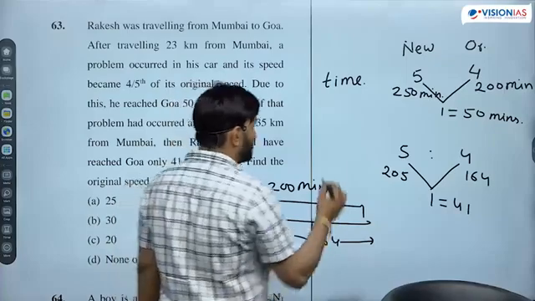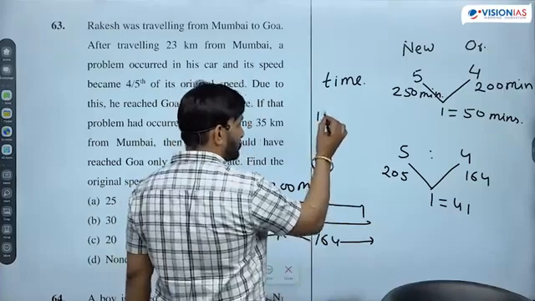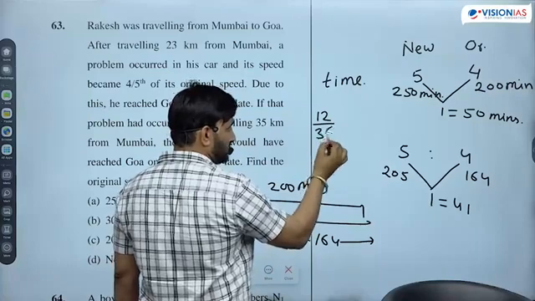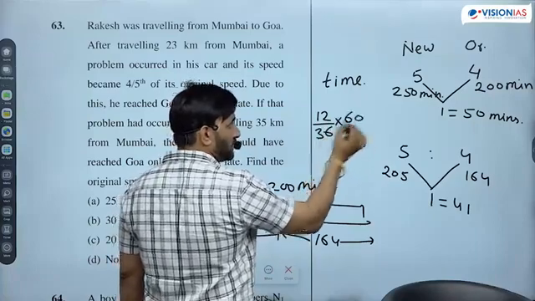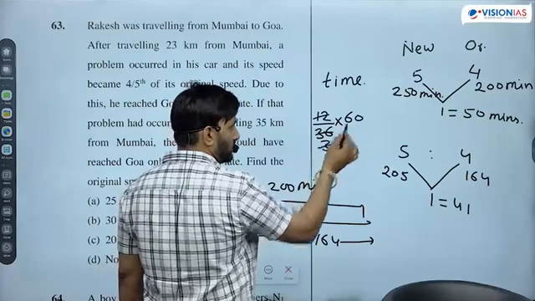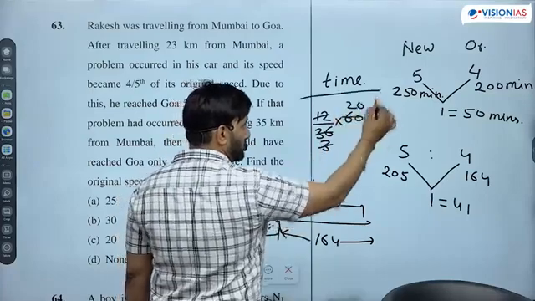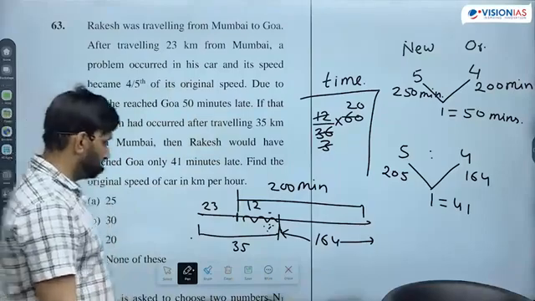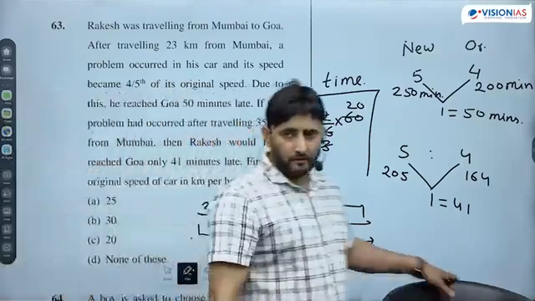What will be the speed? Speed is equal to distance divided by time. Time is 36 minutes, so we have to convert minutes to hours. 12 threes are 36, 20s are 20. So what should be the original speed? 20 kilometers per hour. Let me repeat once.